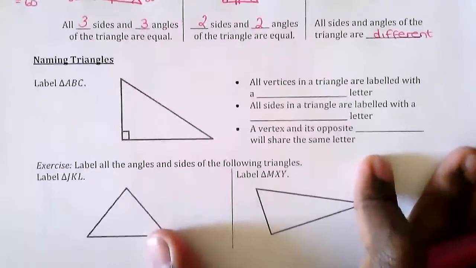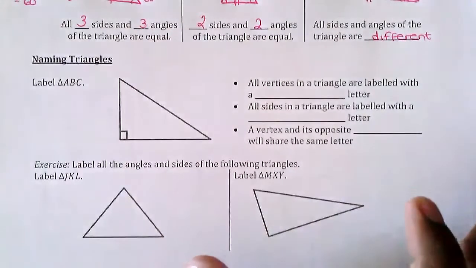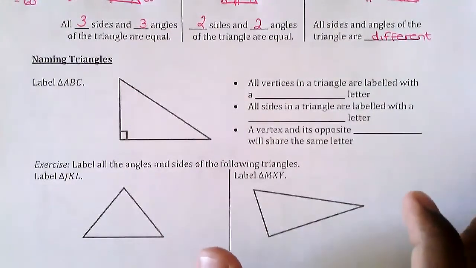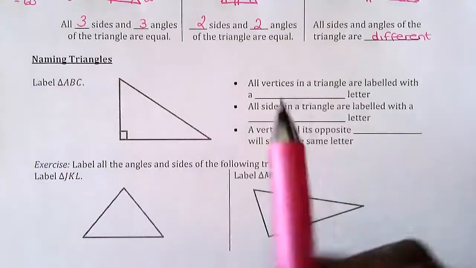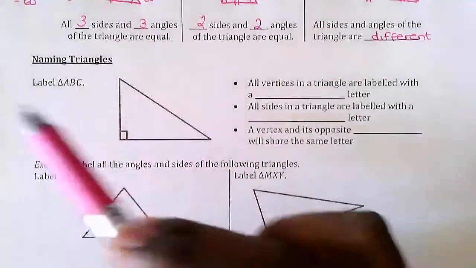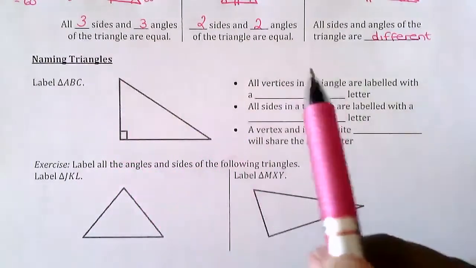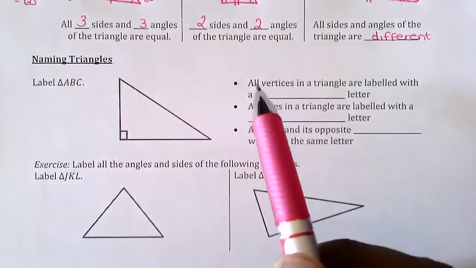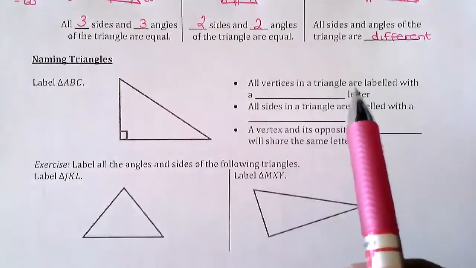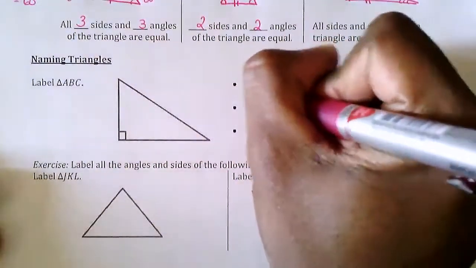You should have also learned in the past how to name triangles properly. There are certain rules that need to be upheld. So here it says, here's a triangle, label it ABC, label triangle ABC, okay? So the rules you need to remember are all vertices in a triangle are labeled with a capital letter.